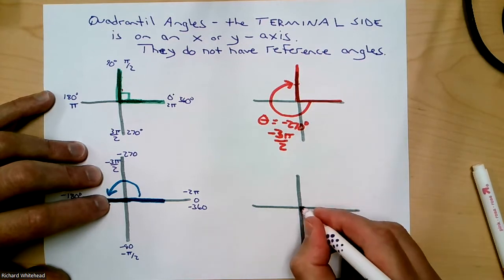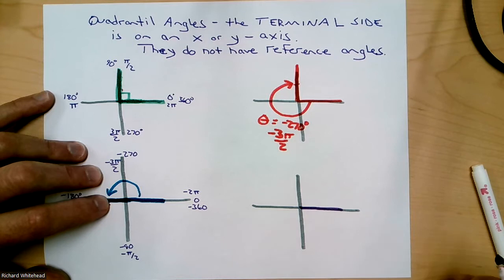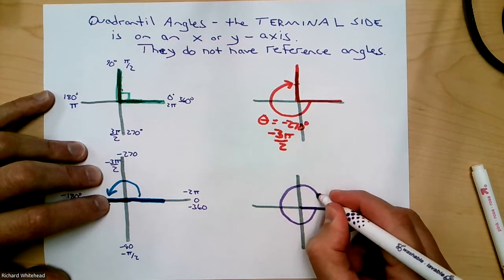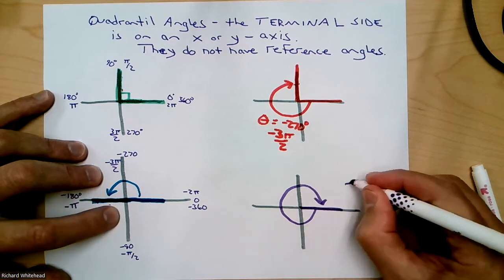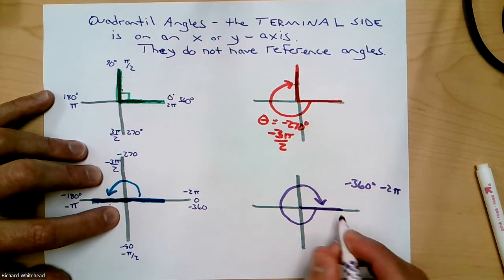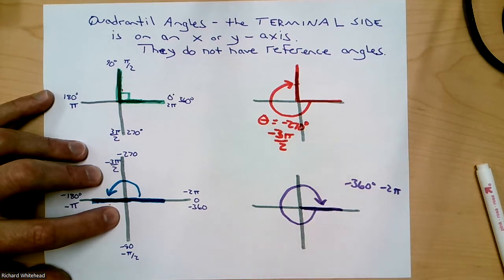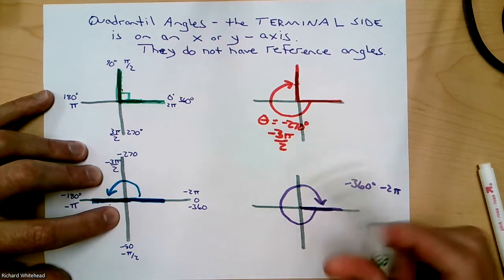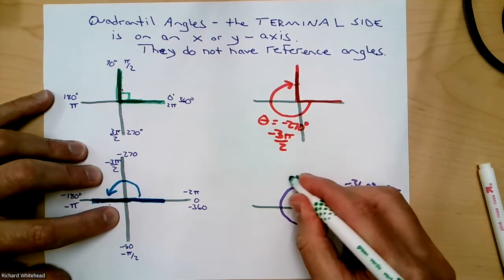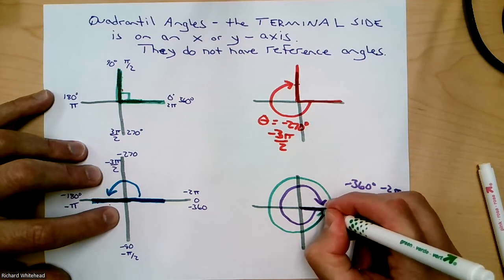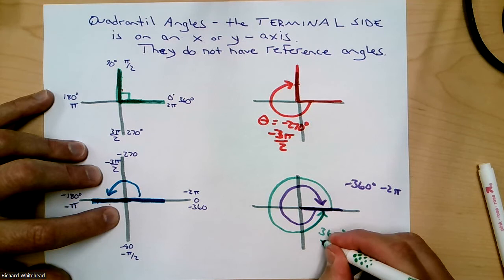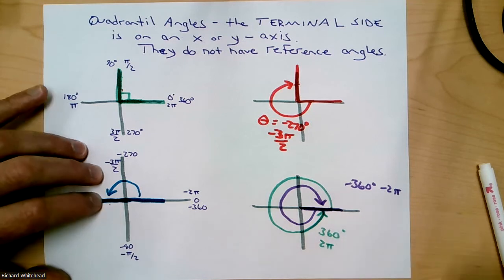And the last possible thing would be like either positive or negative. Like if I did negative 360 or negative 2 pi, you're on an axis. Similarly, if you went in the opposite direction, positive 360, positive 2 pi radians.